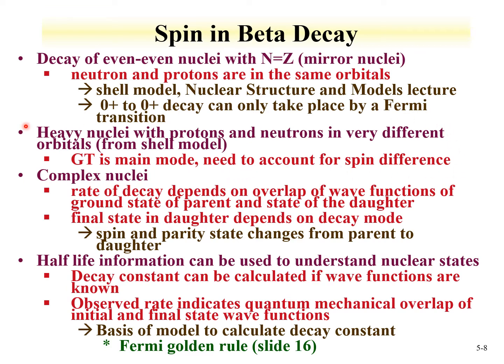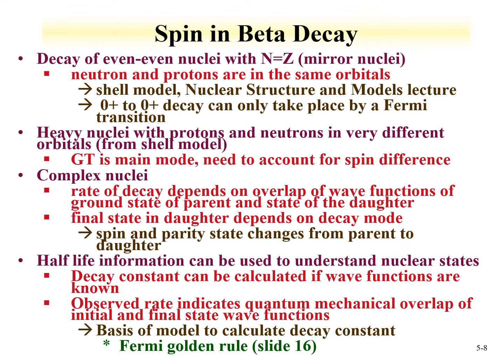Now, these nuclei can be rather complex, where the rate of decay depends upon the overlap of the wave functions of the ground state of the parent and the ground state of the daughter. So what's the probability from the ground state of the parent to a state in the daughter? This final state depends upon the decay mode. So spin and parity changes from parent to daughter, and the overall degree of the change, is going to have an effect on the rate of decay, or as we see, the decay constants.